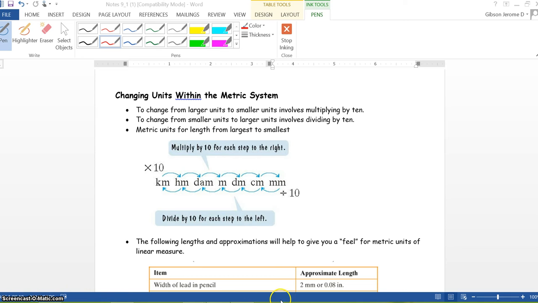Now, we want to change units within the metric system. So, this is how we would do it. To change from larger units to smaller units involves multiplying by 10. To change from smaller units to larger units involves dividing by 10. Metric units for length from largest to smallest.